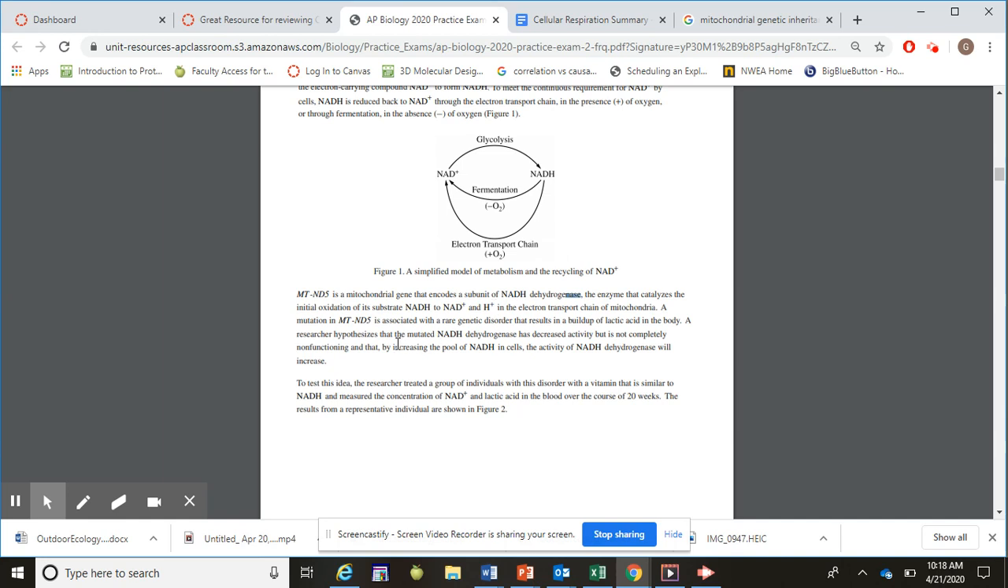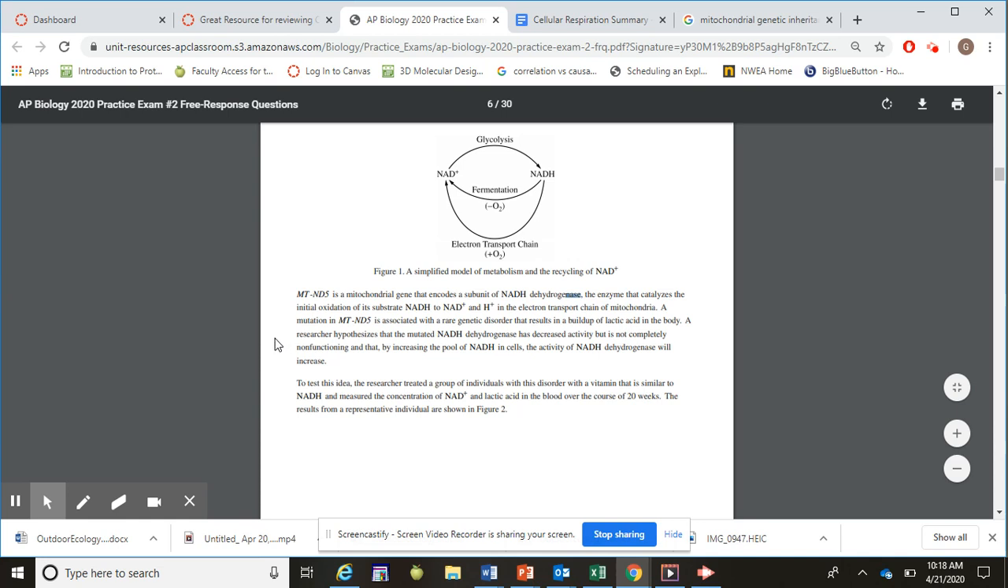A researcher hypothesizes that the mutated NADH dehydrogenase, so the enzyme is mutated, has decreased activity but is not completely non-functioning, and that by increasing the pool of NADH in cells, the activity of NADH dehydrogenase will increase. So we're talking about enzymes here. Remember, in enzymes, we have a substrate and we have an enzyme. So here, our enzyme is NADH dehydrogenase and our substrate is NADH. The NADH dehydrogenase is the enzyme that is breaking down the substrate NADH into NAD+ and H+.